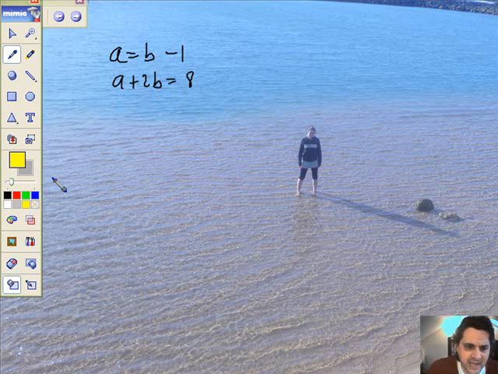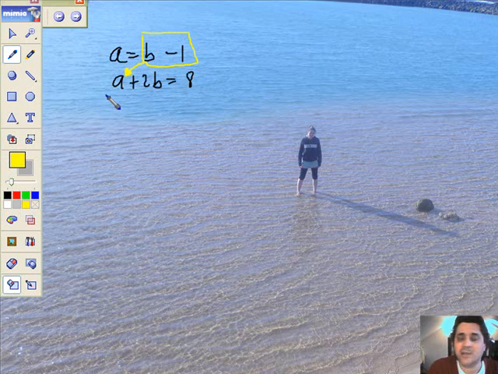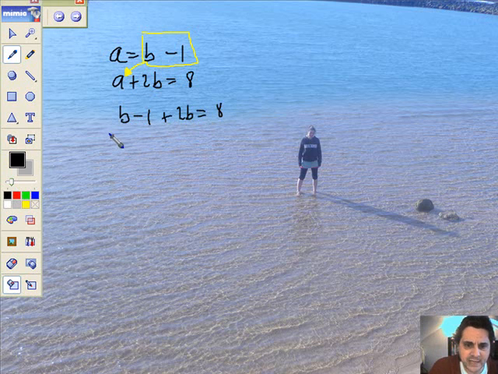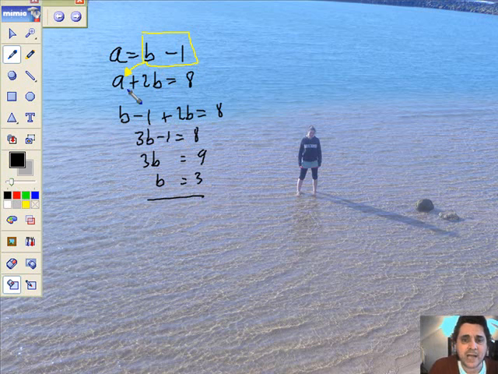So if I take this b minus 1 term and plant it right into the second equation where the a is, I've eliminated the a. Therefore, I've got b minus 1, that's my a, plus 2b equals 8. I've got 3b minus 1 is 8. A very straightforward equation now. 8 plus 1 is 9, so b is going to be 3. So I've substituted b minus 1 as a term for the a and found b first.